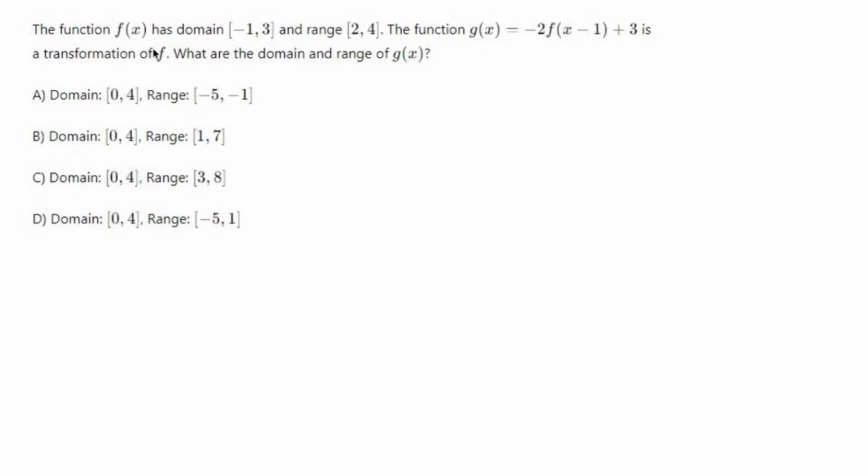The function f of x has a domain of -1 to 3 and a range of 2 to 4. This problem is terrible. The function g of x is -2 times the quantity f of x minus 1, plus 3, is the transformation of f. What are the domain and range of g of x? So let's sketch out what f of x could potentially look like. Okay, what it could potentially look like, and I am awful at these.